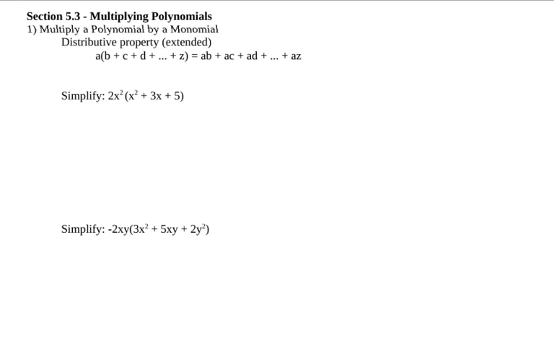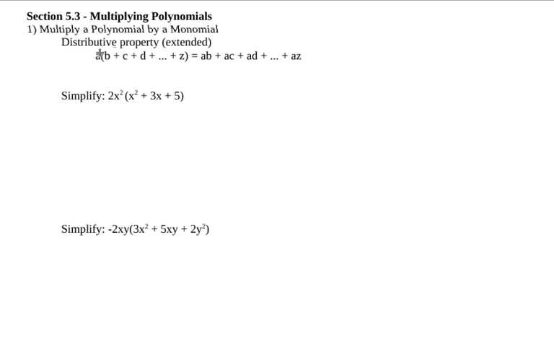In section 5.3, we're taking these rules for the exponents and just looking at general polynomials. So we're multiplying polynomials. Before I get to actually multiplying polynomials, I do want to talk about the distributive property. This is distributing multiplication over addition. It doesn't really matter how many terms we have on the inside of the parentheses.